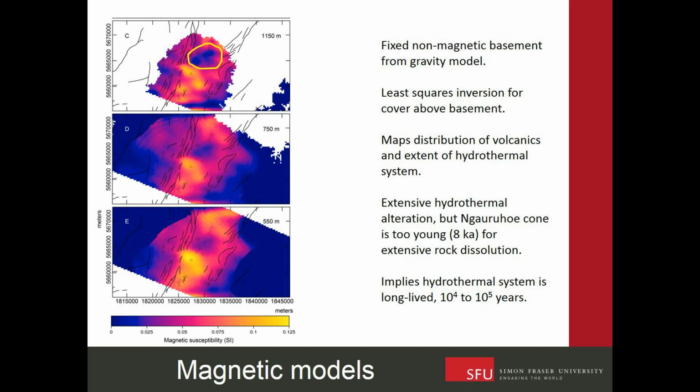The flanks are moderately magnetic. We have some material over here which relates to lava flows that have come down the sides of the cone here. And then some stronger material here to the south, which persists through the depth.